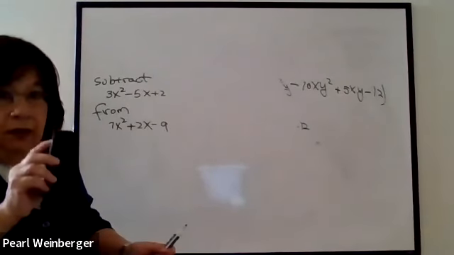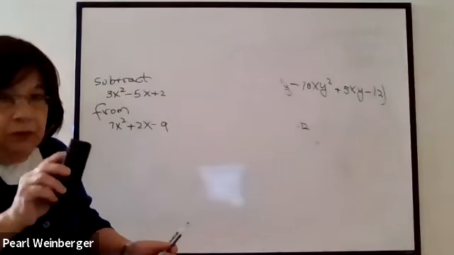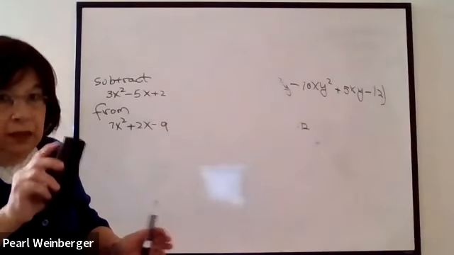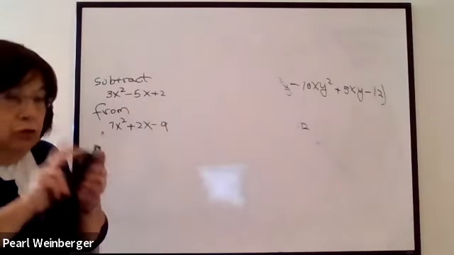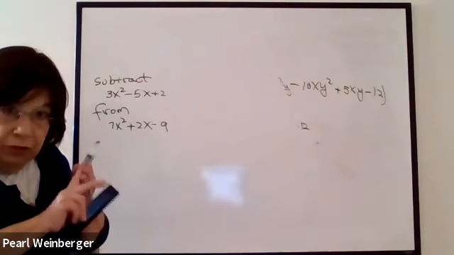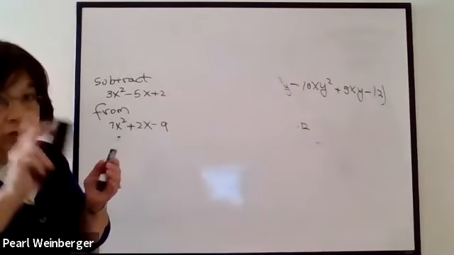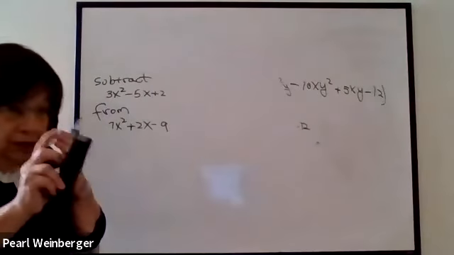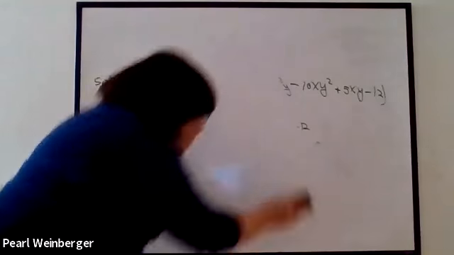When you're combining, let me see if I answer it properly. When you're combining like terms, you add or subtract, depending on the sign, the numbers in front. Those are called the coefficients. And then you're just left with one of them, with that number. Okay.